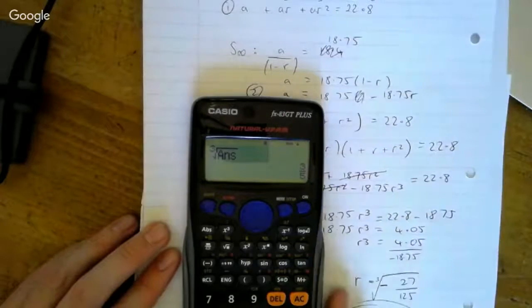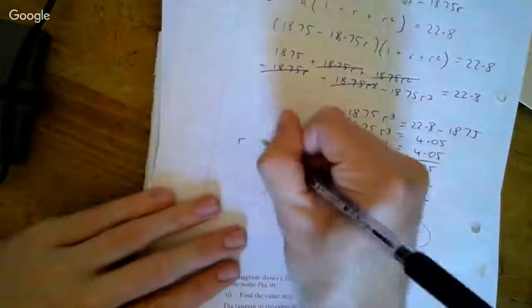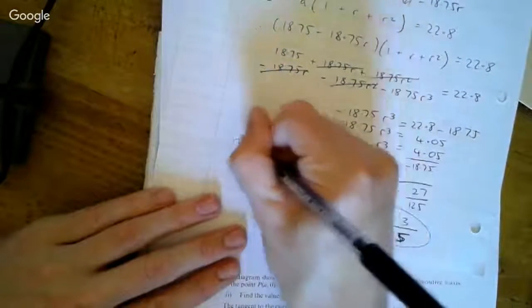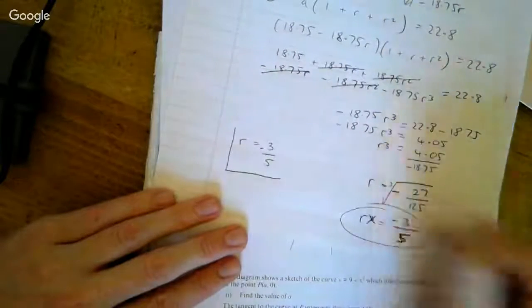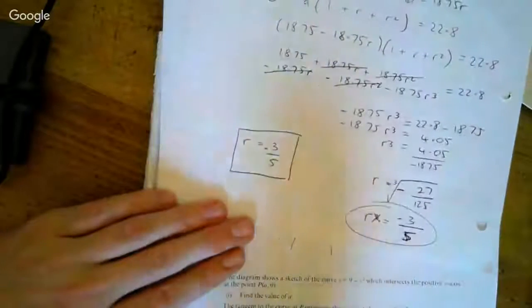That's not r cubed anymore, that's r. There may be a simpler way than that, and certainly don't leave your answer looking like that. That's really messy. So r is equal to 3/5, minus 3/5, isn't it? Minus 3/5. That's a better way to put your answer at the end.